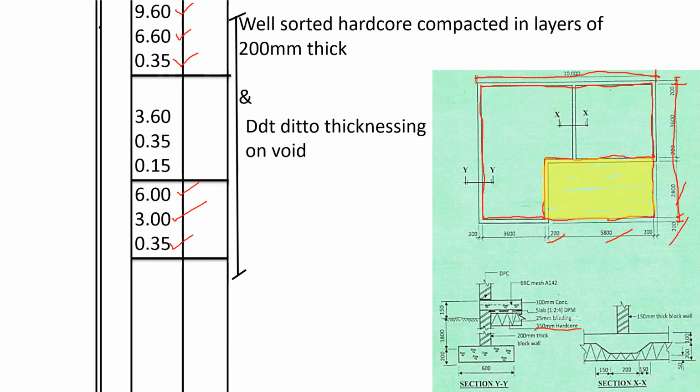Then we have this thicknessing that has happened below the wall. For this wall passing here in between, I'm shading it in red. We are thicknessing the wall with concrete below here, so it shall reduce the volume of hardcore and add the volume of concrete. So what is the volume of this concrete that has replaced the hardcore?